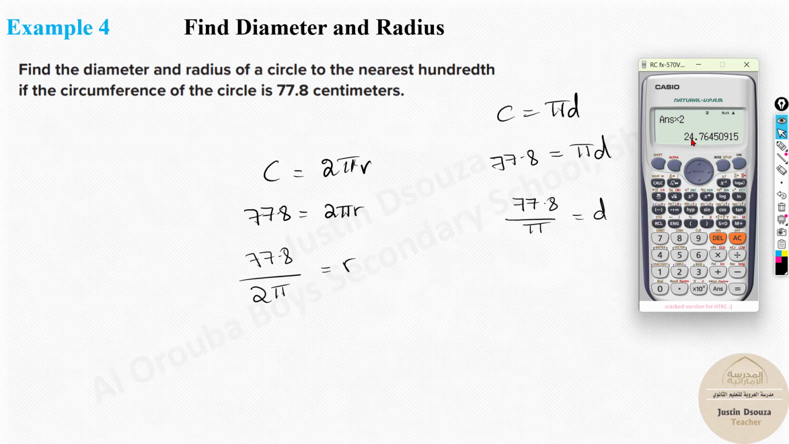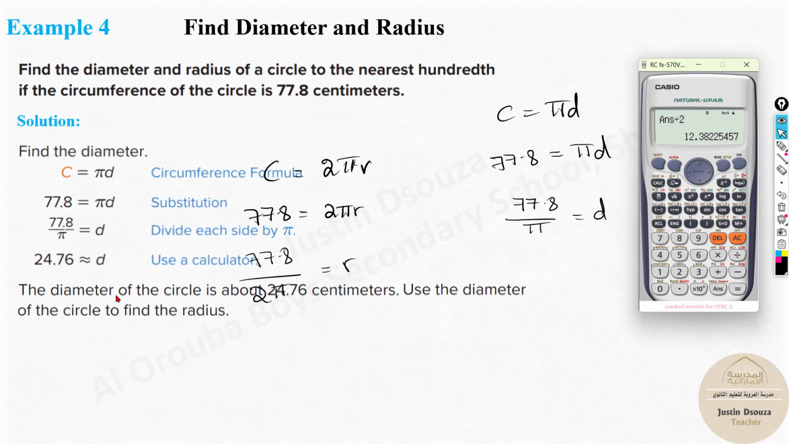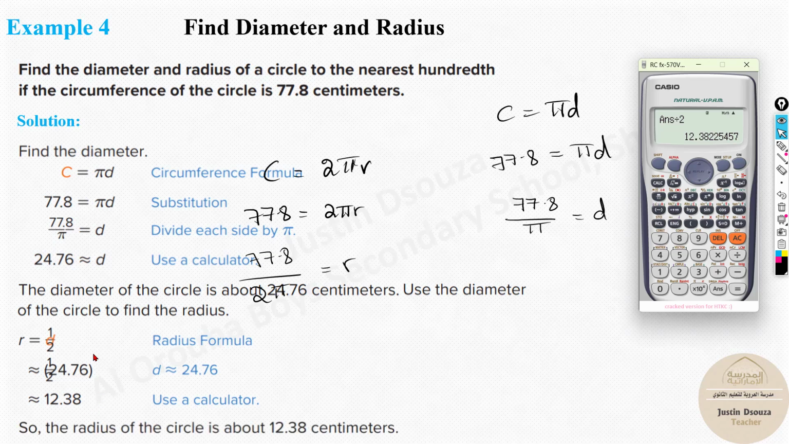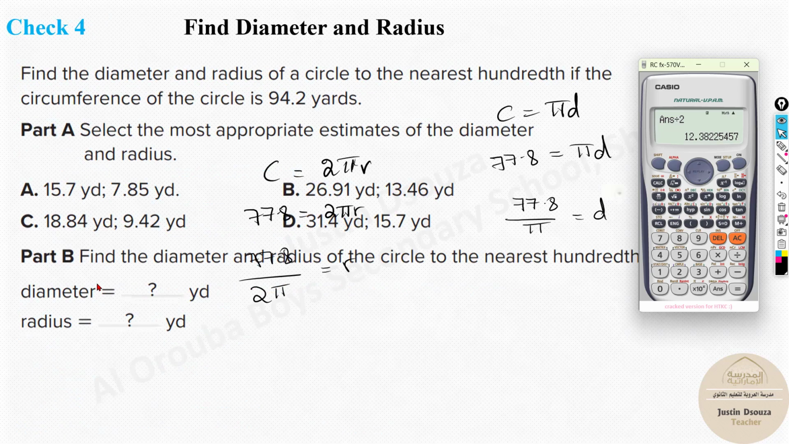And even if I solve this, it'll be the same answer. You can see 77.8 divided by pi, which was the same answer. So 24.76, and divide this by 2, this will be the radius, 12.38. So these are the answers. It's 12.38 radius and 24.76 as the diameter.